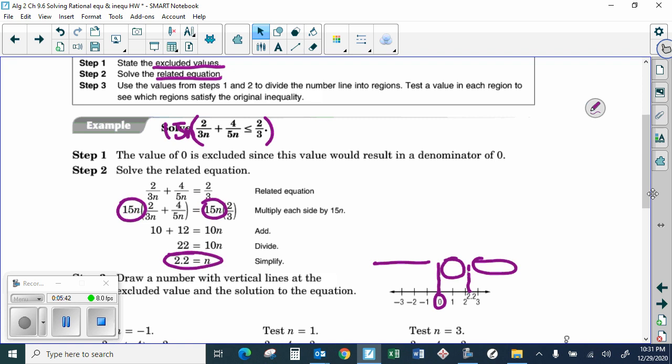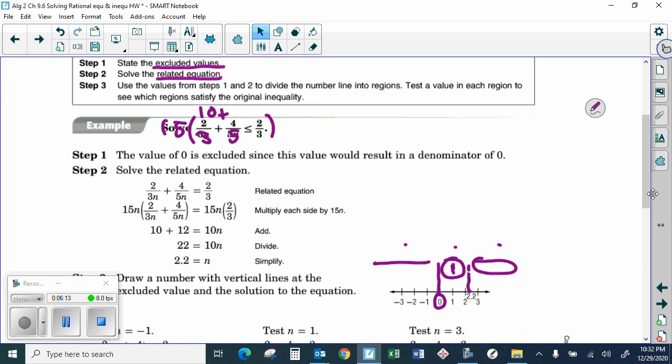I want to test one from each region to see which will make it true. Back into this original here, always back into the original. So if I take 1, for example, I want to pick a nice number to plug in. 3 times 1 is 3, and 5 times 1 is 5. So the common denominator would be 15. 15 divided by 3 is 5, times 2 is 10, plus 15 divided by 5 is 3, times 4 is 12. Is that less than or equal to 15 divided by 3, which is 5, times 2 is 10? So is 22 less than 10? No, it's not. So this is a no, so it's not in that region.